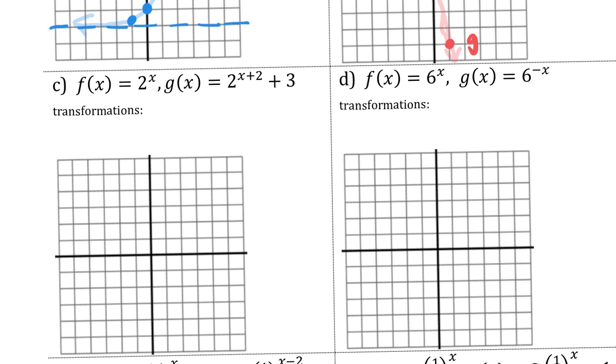Okay, f of x equals 2 to the x now. Okay, what did I do to it? Okay, I'm going to move it left 2. And what else? I'm going to move it up 3. Okay, let me graph the parent function first. F of x equals 2 to the x, okay? So what's the y-intercept? 0, 1. If I plug in 1, I get 2. If I plug in -1, I get 1/2. The asymptote is the x-axis, so it's not going to cross the x-axis. So let me sketch this in first.